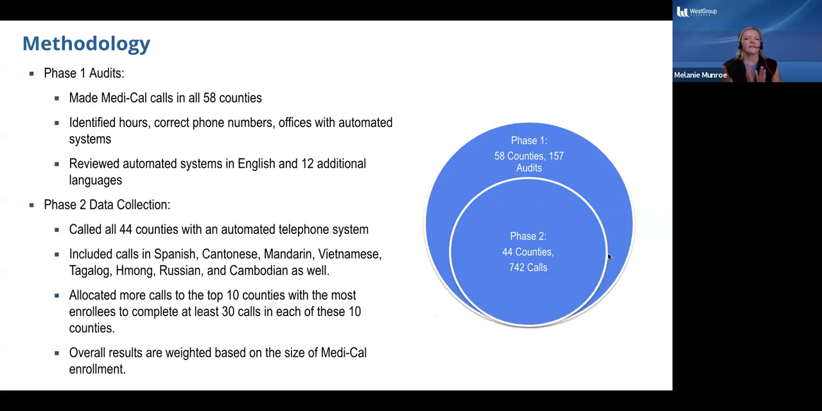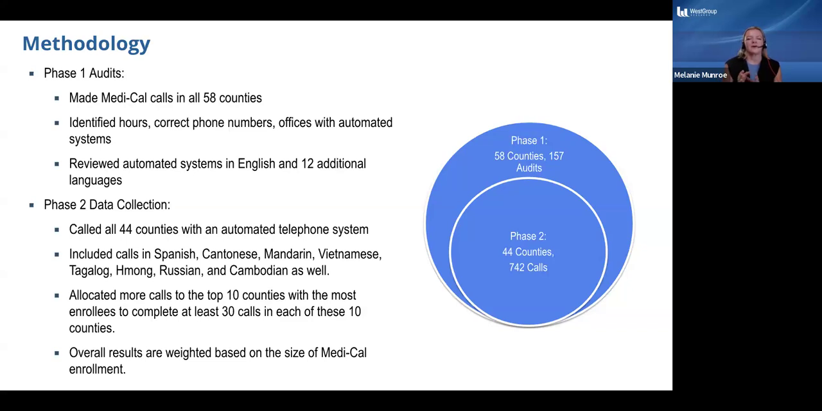So briefly, in phase 1, we called all 58 counties. We made multiple phone calls to those counties to make sure that we listened to the menu in English. We also listened to the menus in Spanish and an additional 11 languages determined by the Children's Partnership as languages that we wanted to track with this research. So those varied by the prevalence in each of those counties. We also called multiple times to take different paths and make sure that we were capturing the easiest path for the purpose of Medi-Cal renewal.